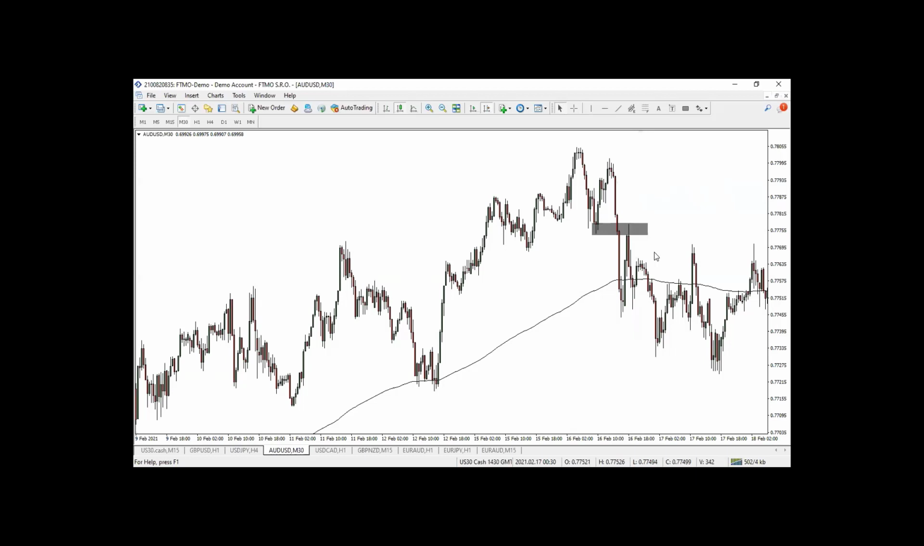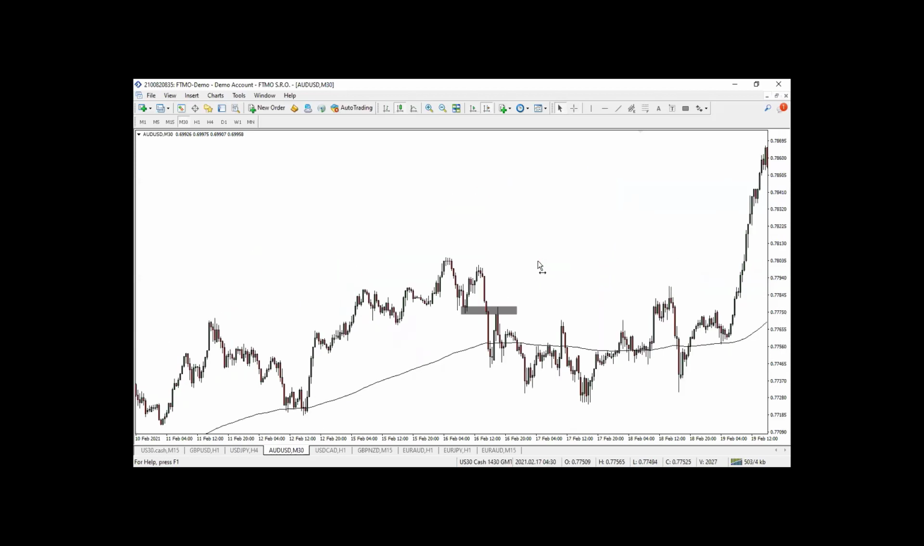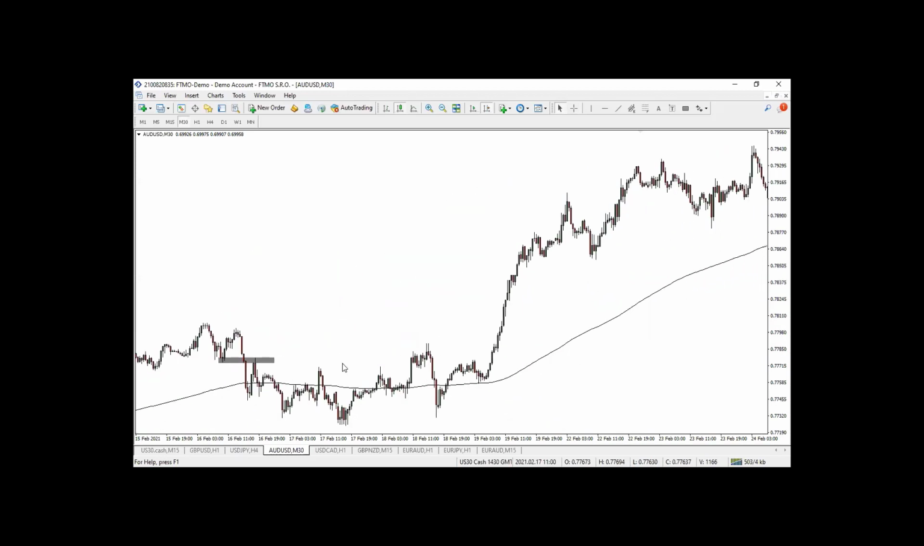The market does not hold your cover. The market is being fair to you by giving you money. You know what I'm saying? So let's go again. Now we close above, we cross above the 200 moving average.